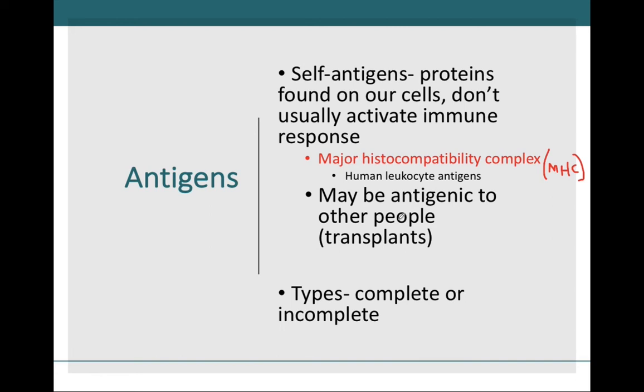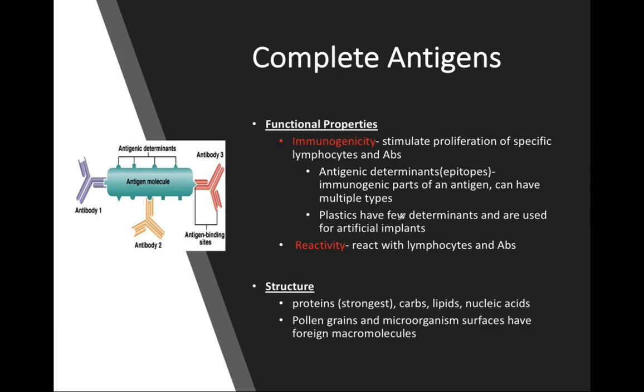However, we first must break down the difference between complete antigens and incomplete antigens. Antigens are in fact quite large molecules. You can see that this is representing an antigen here. And each antigen is going to have tiny little groups that are sticking off of the sides, known as antigenic determinants, or also called epitopes. It is these epitopes that are going to stimulate the immune response.